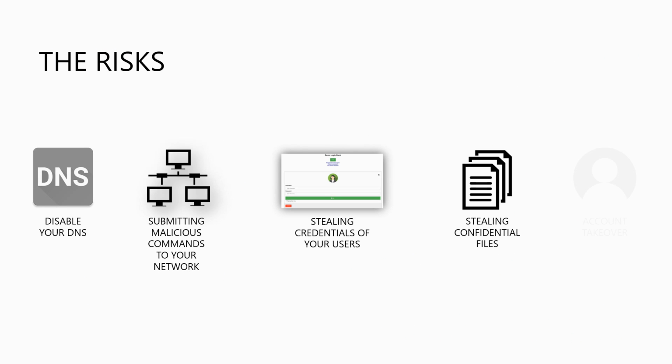From all the attacks we saw so far, we can understand that the risks to enterprises coming from third-party connections are huge. Attackers can disable the enterprise DNS. They can submit malicious commands to the network of the enterprise. They can steal credentials of the users. They can steal confidential files, and they can even conduct account takeover. The risks are huge, and John cannot ignore them.